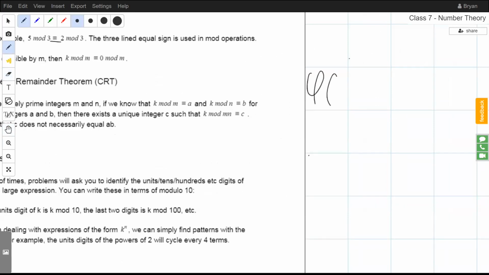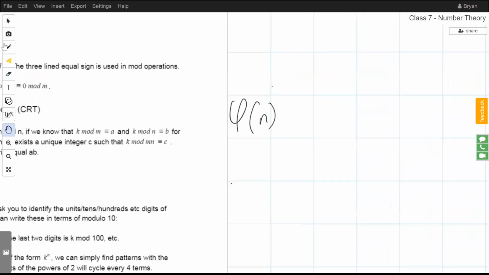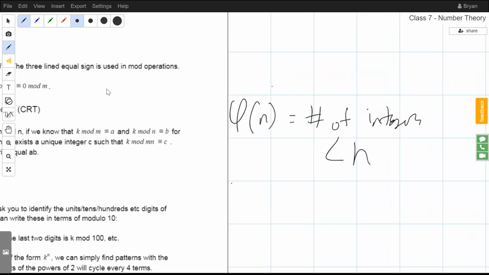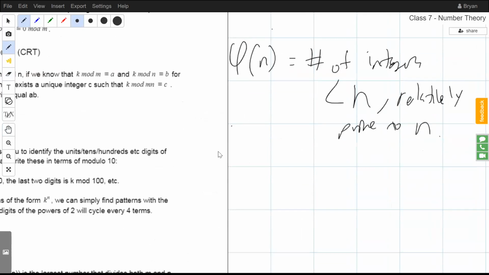It's called Euler's totient function at least. And basically, this function is the number of integers less than n that are also relatively prime to n. And you can actually find this by factoring n, and then multiplying by 1 minus the reciprocal of all those prime factors, basically.